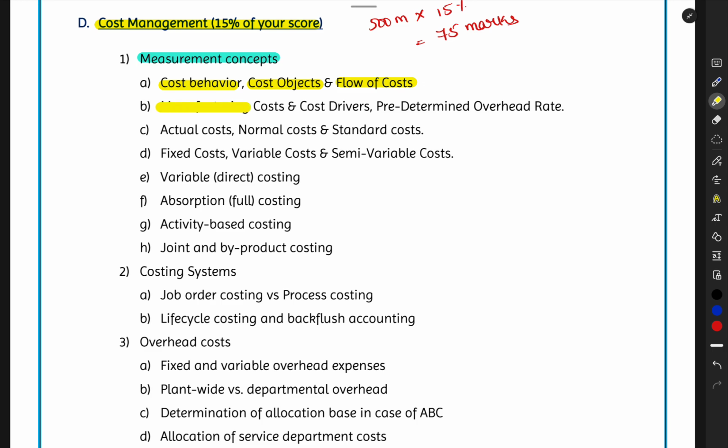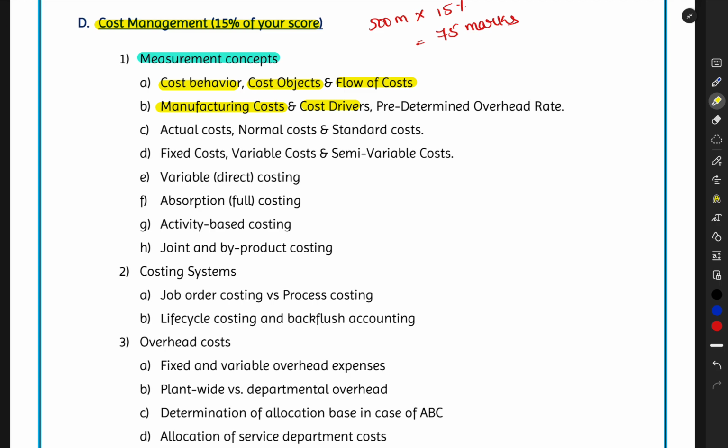Then what are manufacturing costs, and how are they driven? For example, the electricity bill is driven by the number of units of electricity consumed. Suppose I'm traveling from location A to location B, the cost of fuel would depend upon the distance and the mileage of the car.